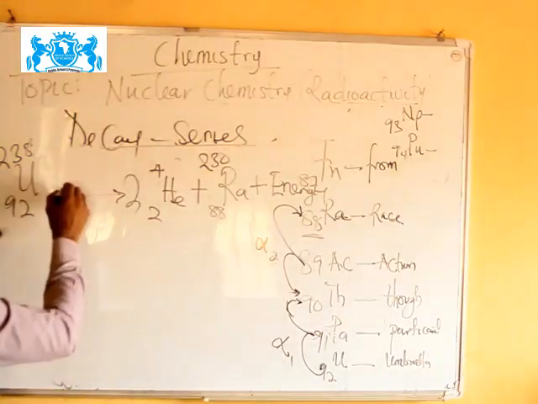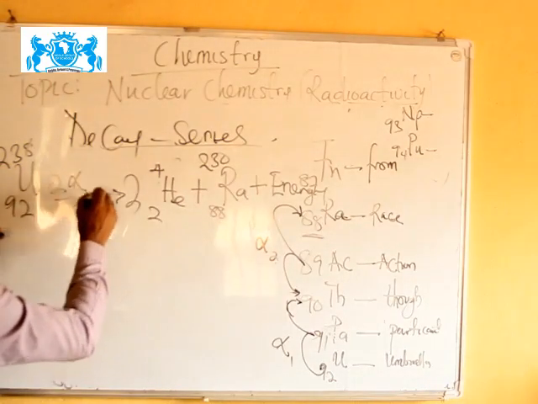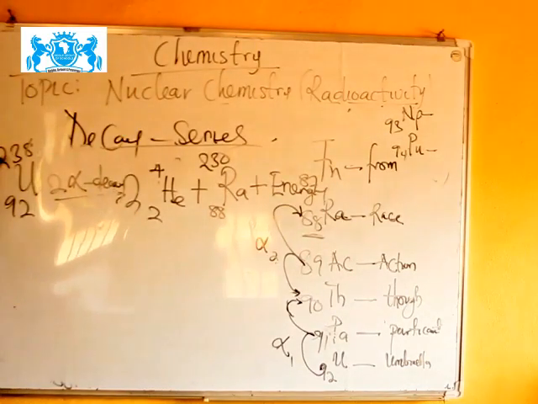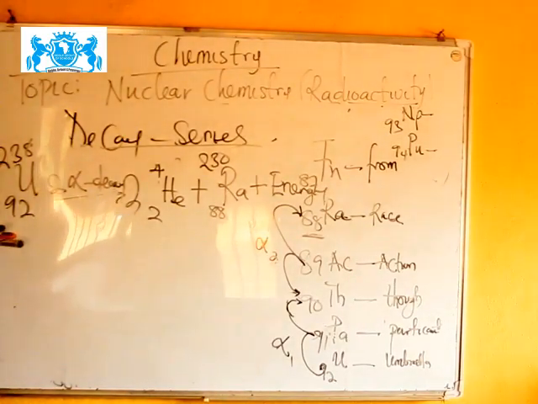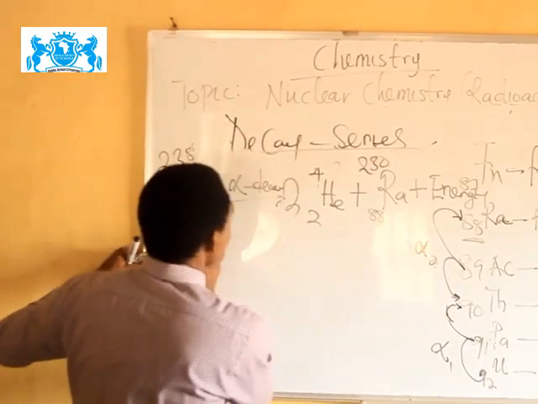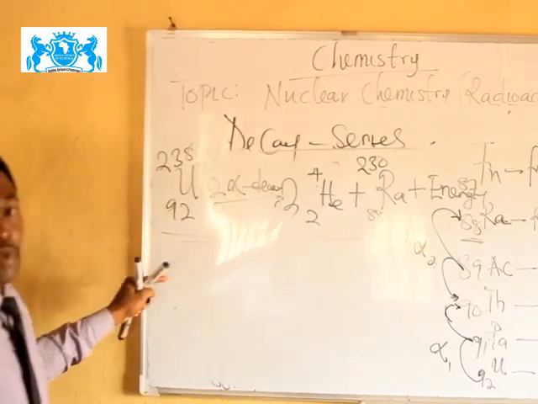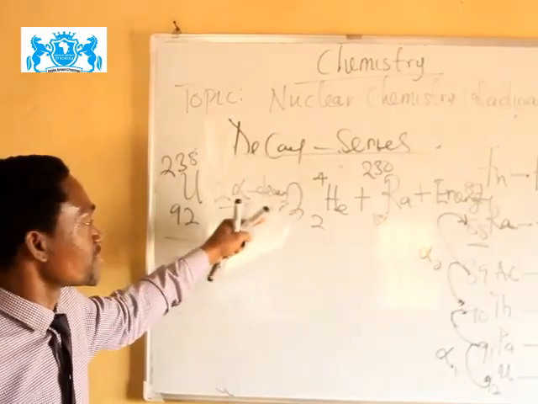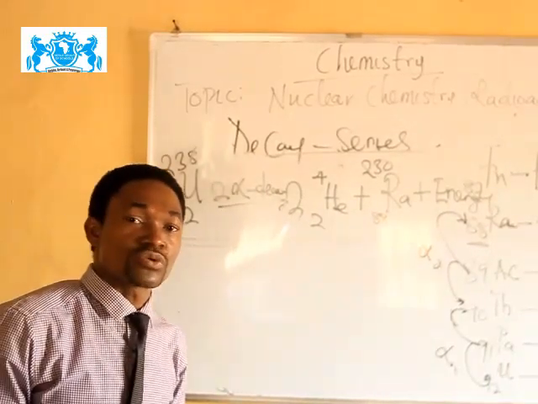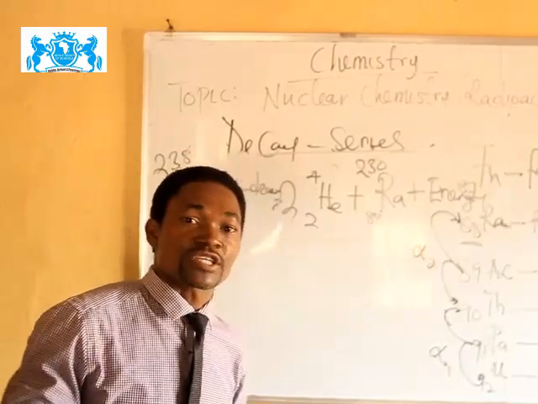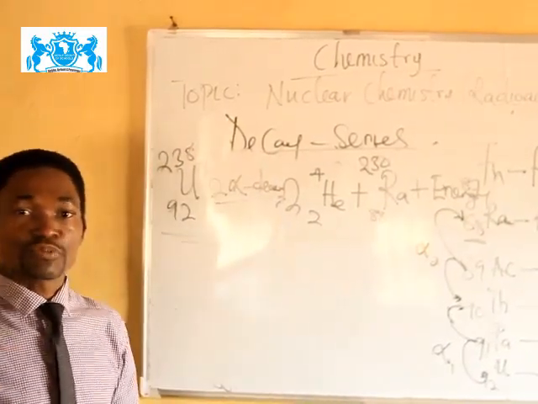Now this represents alpha decay. When uranium-238, atomic number 92, undergoes two alpha decays, this is the equation representing that nuclear reaction. One thing you must know is that the law of conservation of matter must be observed.